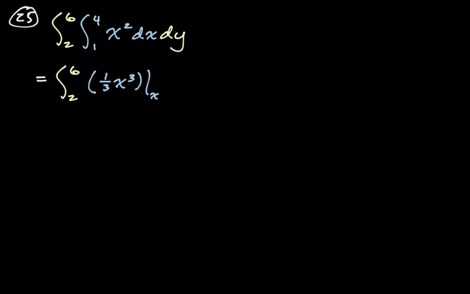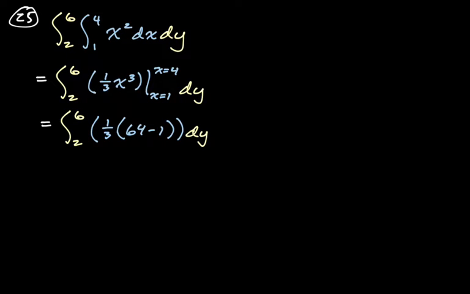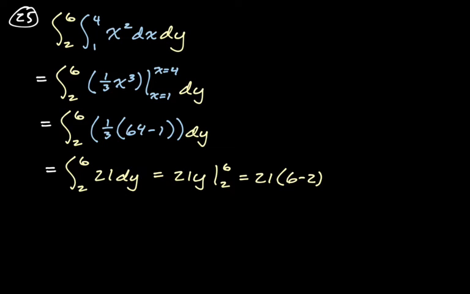So 1/3 x cubed from 1 to 4. I am saying that x is 1 and x is 4 because technically it's the inner integral, and there still could be other variables. I like to just do the same thing every time, basically. I don't want to think about it. So this will give me, from 2 to 6, 1/3 of 64 minus 1, which is 63 over 3, which is 21. So really we just have the integral from 2 to 6 of 21 dy, which gives us 21y from 2 to 6, which gives us 21 times 6 minus 2, so 21 times 4 is 84.